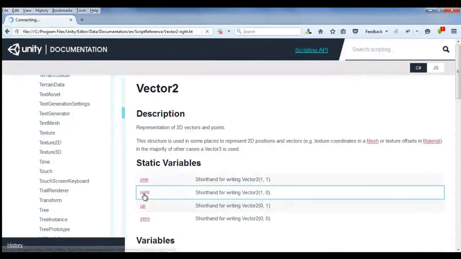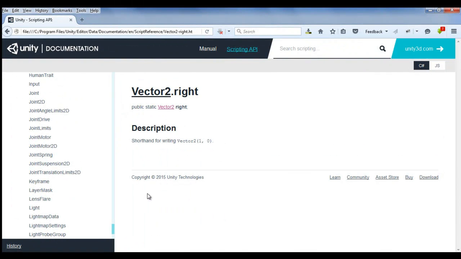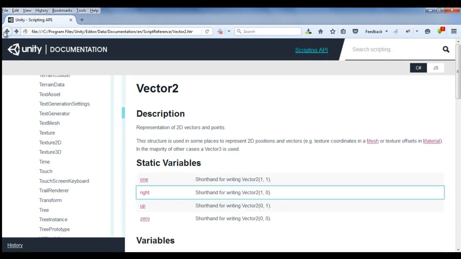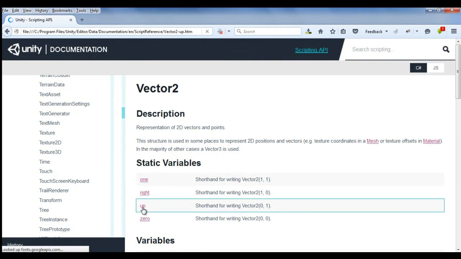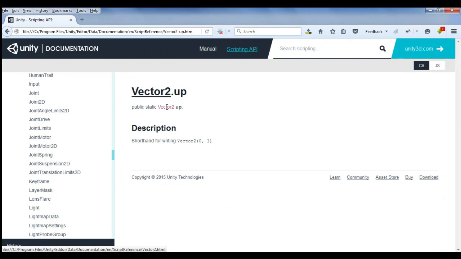If you click on the right vector here, you can see it's a static, right? It returns a Vector2. It's a type of Vector2, I can say. Shorthand for writing Vector2(1, 0), that indicates the right vector. And you can go back and see the up vector. It is a static property, Vector2 up. It has the x value 0, y value 1. We can create that. Very simple.